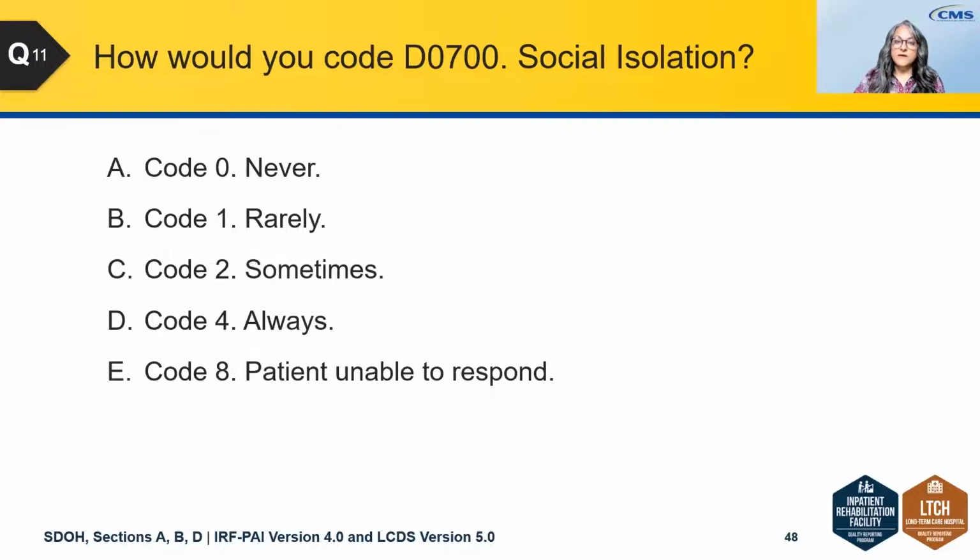So based on that scenario, how would you code D0700 social isolation? Would you choose A, code 0, never; B, code 1, rarely; C, code 2, sometimes; D, code 4, always; or E, code 8, patient unable to respond?